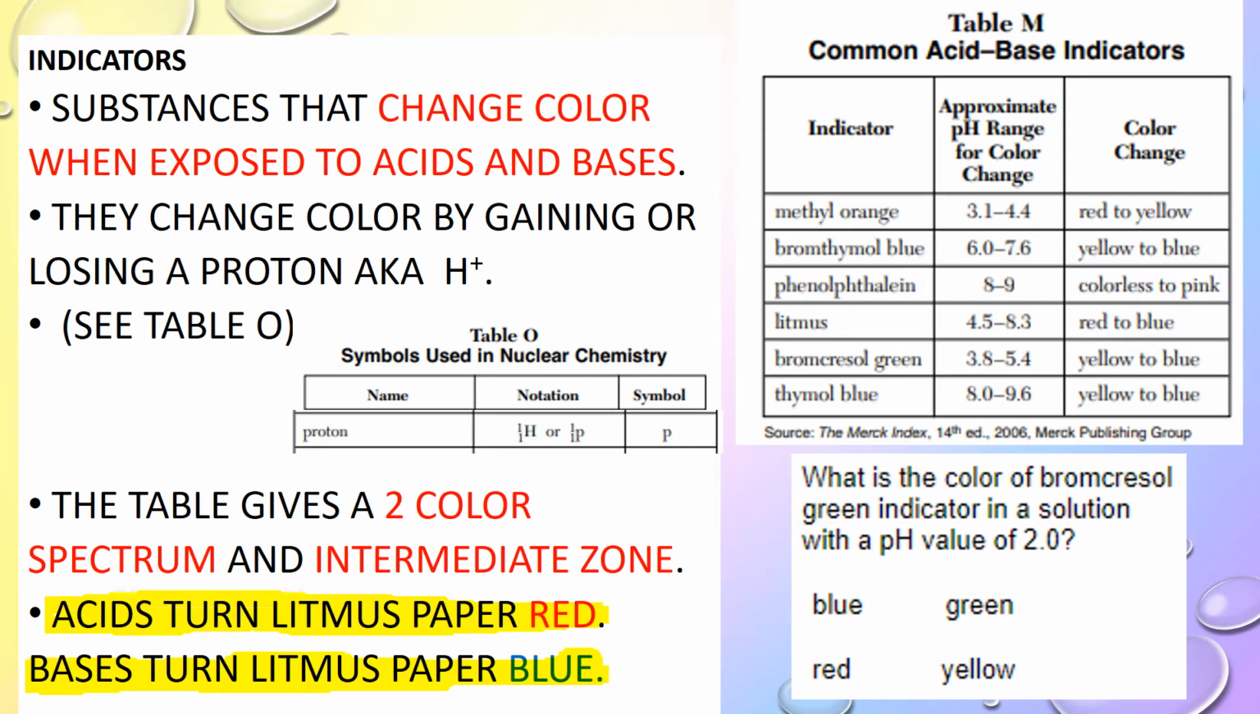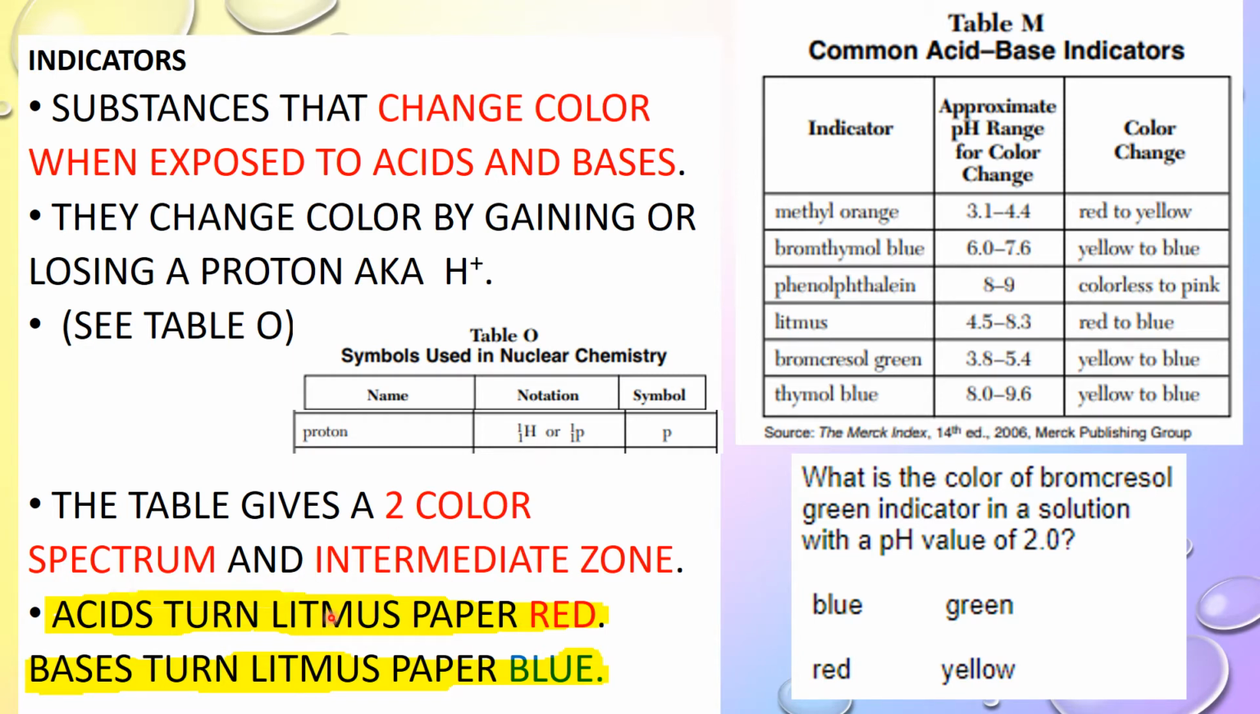Okay, looking at indicators, we talked about those briefly the other day, but this is going to focus more on table M. Indicators are substances that change color when they're exposed to acids or bases. So they indicate whether the solution is acidic or basic or what range it's going to fall into. They change color by gaining or losing a proton, which we call H+. Okay, a proton looks just like a hydrogen ion here, or a hydronium ion. The table is going to give 2 color spectrums. So it's going to go from one side to the next side, depending on the range that it falls into.